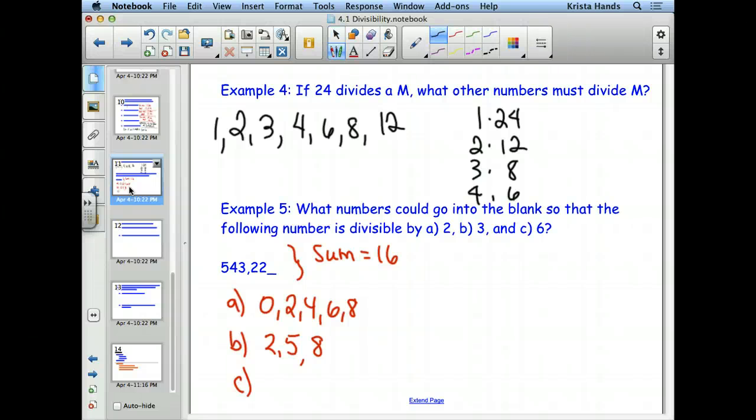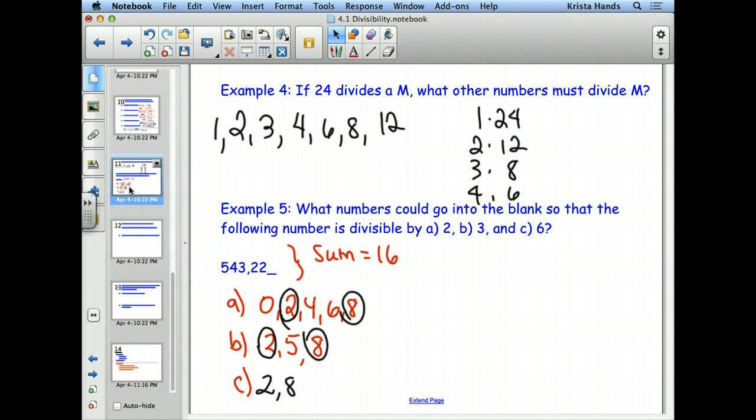Right, it has to be in both lists, right? So we look at what the lists have in common. They both have a 2 in them, so if it were a 2, it would be even, yay. If it were a 2, it would add to a sum of 18, yay, all divisible by 3. 8 worked as well because it's in both lists. So both the numbers 2 and 8 would make the whole value divisible by 3, and 6, or 3 and 2, which gives me divisible by 6.